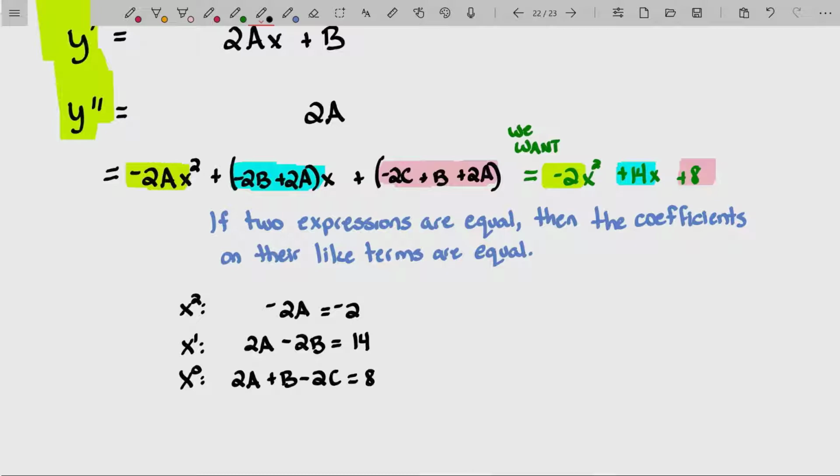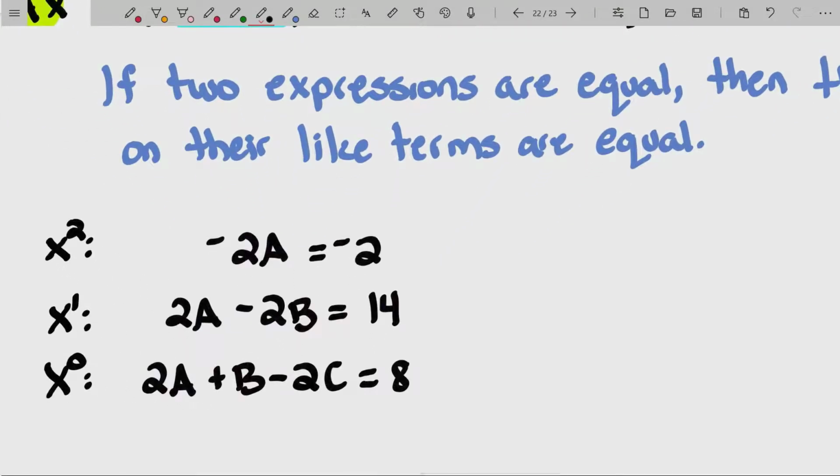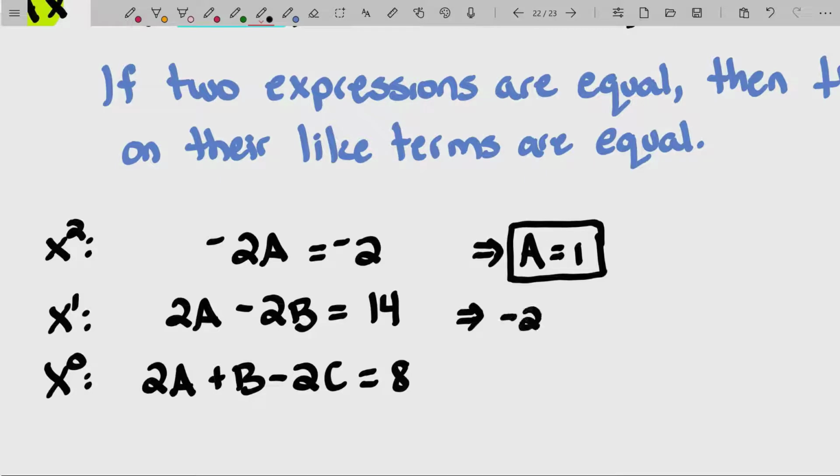There's no reason to set this up as a 3x3 system, honestly, because you could solve that first equation for a. So I'll go ahead and divide both sides by -2 to get that a is equal to 1. I'll box that up so I know that I've found it, and then I move on. If a is equal to 1, this will imply that we have 2 minus 2b is equal to 14, or in other words, -2b is equal to 12. And then dividing both sides by -2, I get that b is equal to -6, and I'll box that up.